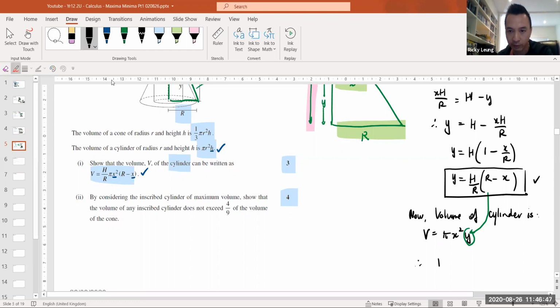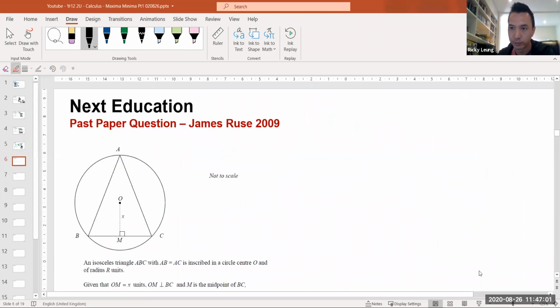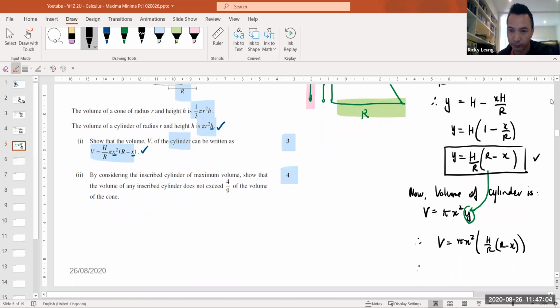Therefore, volume is H on R. Actually, show the substitution and then clean that up. Pi R squared, H on R, R minus X. Oops. Therefore, volume is H on R, pi X squared, R minus X. Perfect. And that is 3 marks.